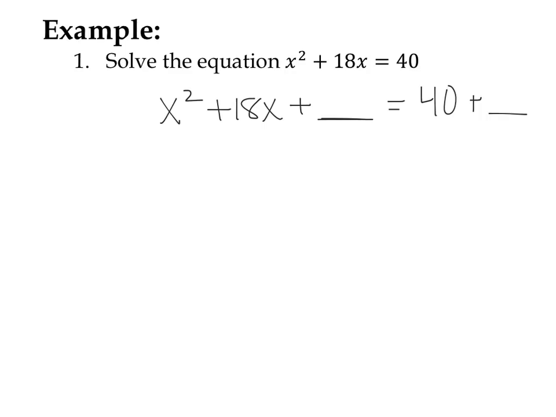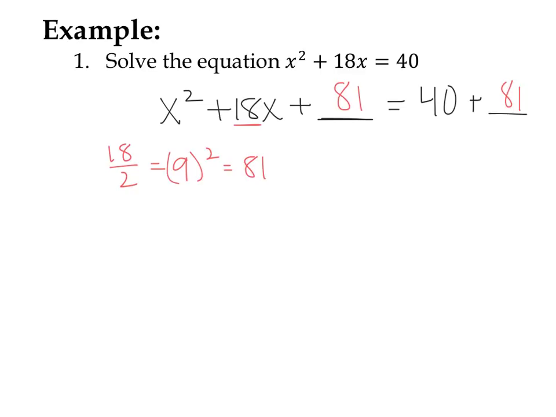Okay, so I'm going to complete my square. I'm going to divide 18 by 2. That gets me that 9, and then I'm going to square 9, and that gives me 81. So to complete this square, I'm going to add 81. Well, again, whatever I do to one side, I have to do to the other. So I've got my 81 there. And now I just continue down with my steps.